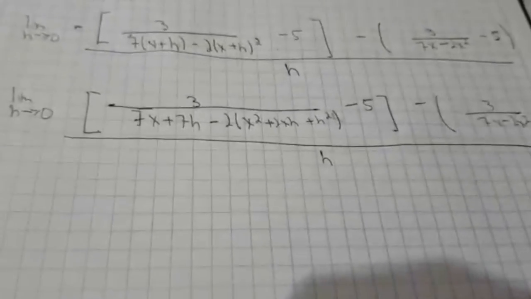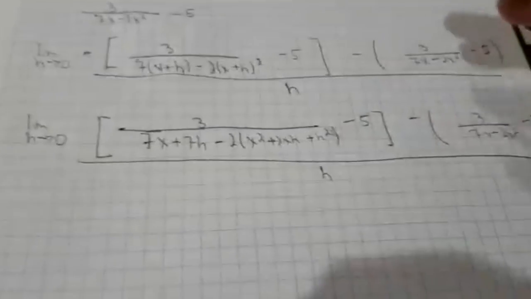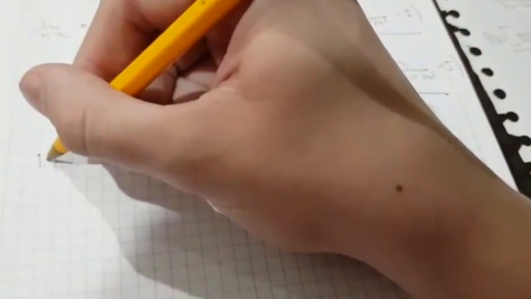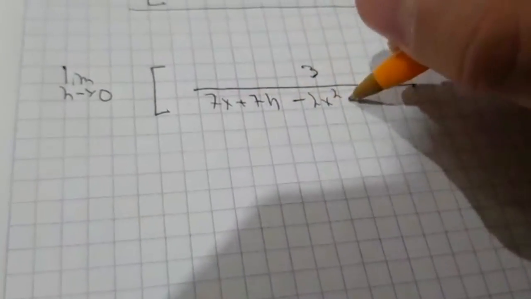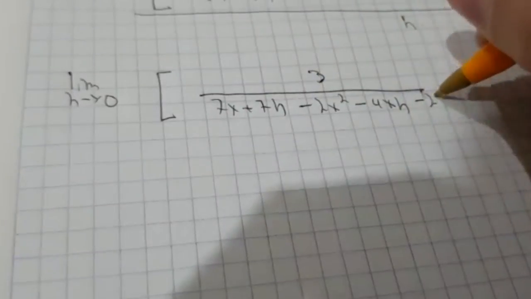So you always have to keep in mind that there is always a formula, and that the h is always in the bottom. And for the next step, and the last one that I will be doing for you guys, it goes like this. We want to put the same as in the top, and have 7x plus 7h minus 2x squared minus 4xh minus 2h squared, just like that, and minus 5. That would be the first part of our third step.